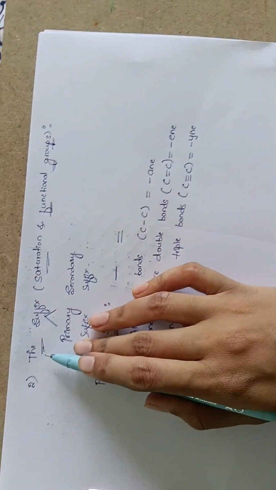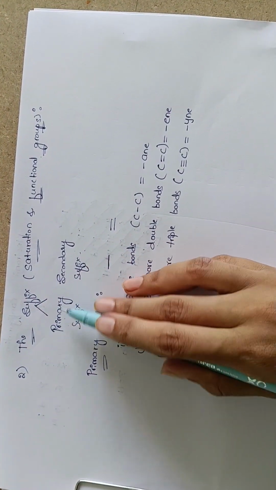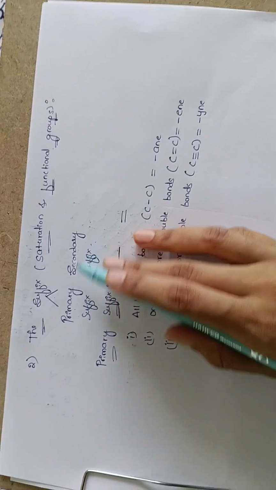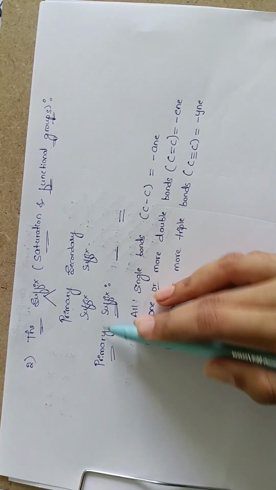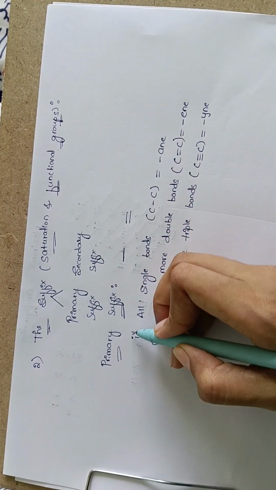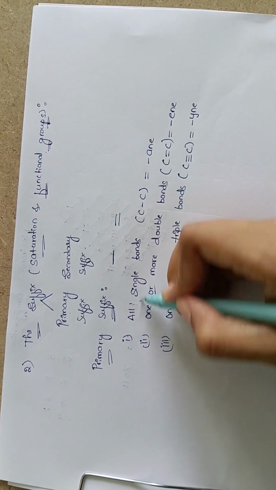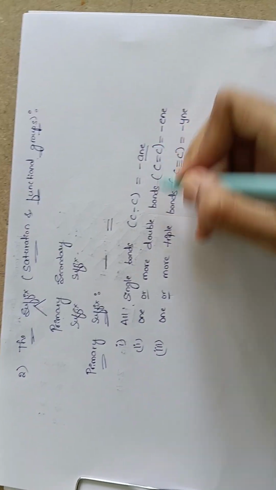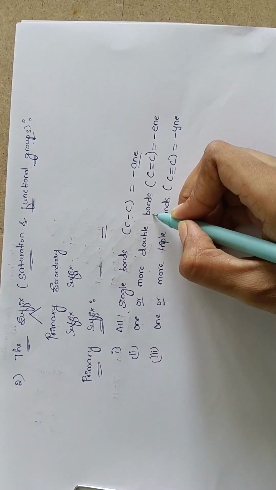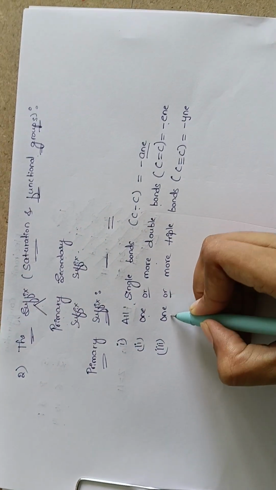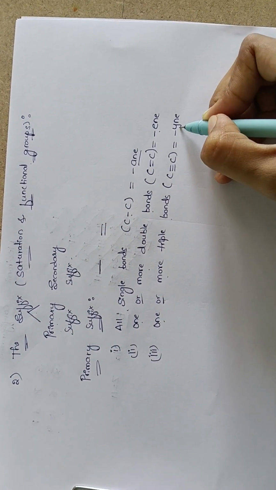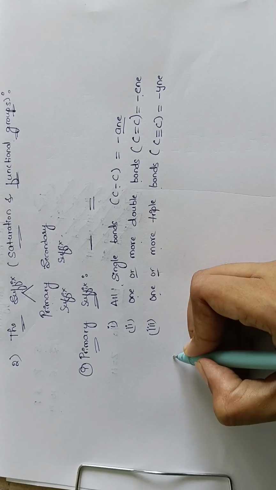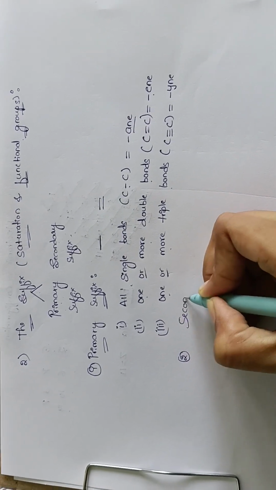Firstly, suffix is divided into two parts: primary suffix and secondary suffix. Primary suffix has three types. One is all single bonds, C single bond C, ane. Then one or more double bonds, ene. Then one or more triple bonds, yne. And second one is the secondary suffix.